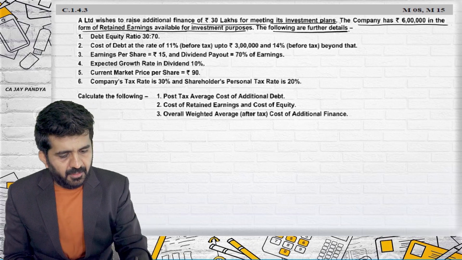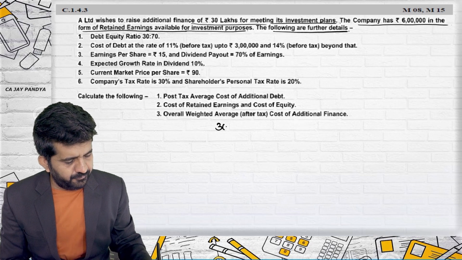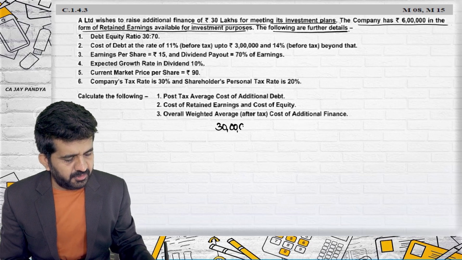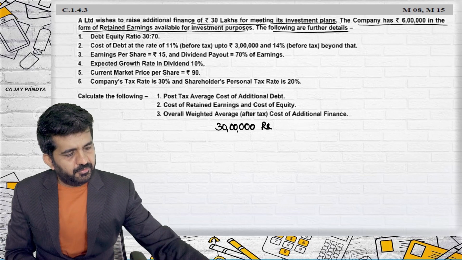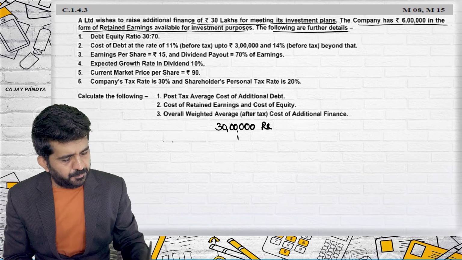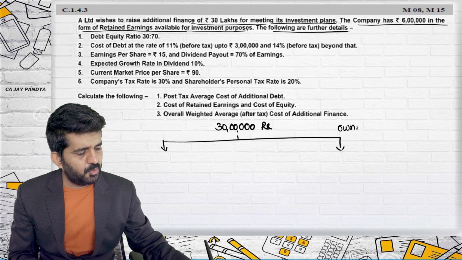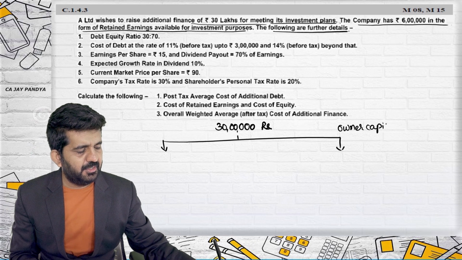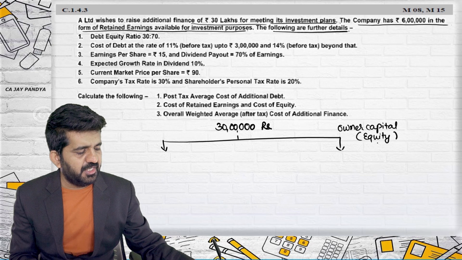A Limited wishes to raise additional capital of 30 lakhs. The company has 6 lakhs rupees in retained earnings. This is owner's capital, or it is also termed as equity.